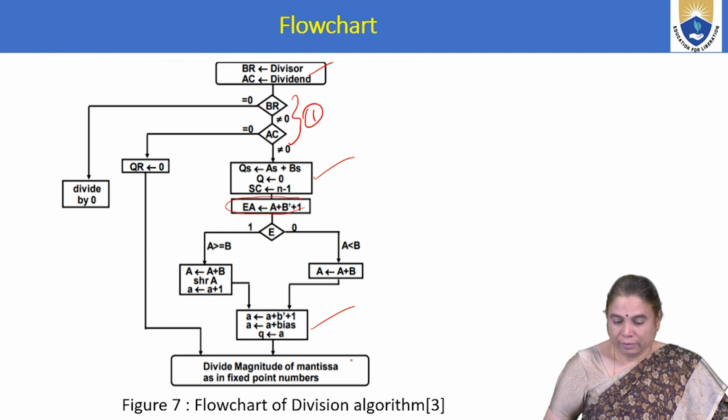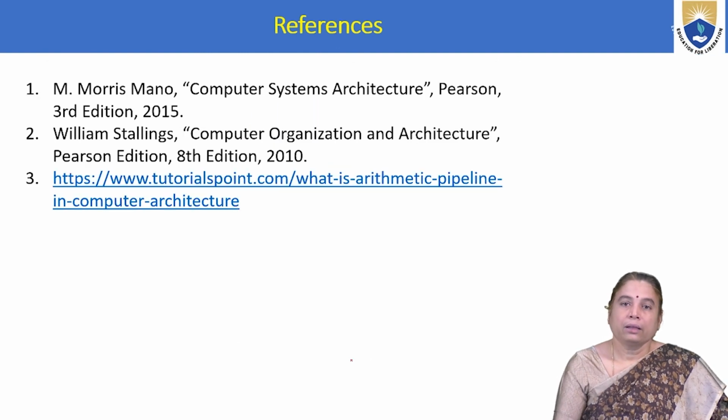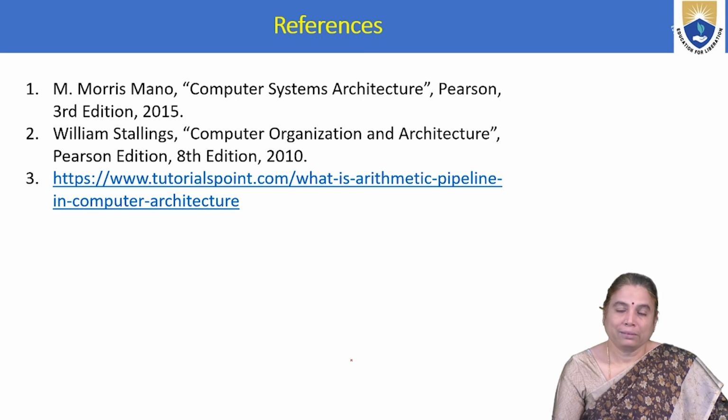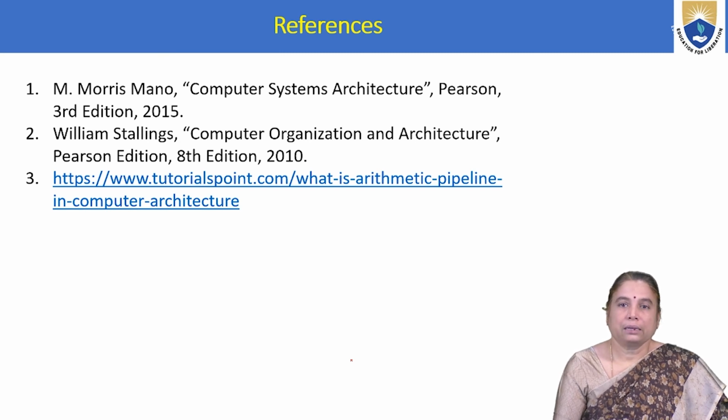So in this video, I discussed what floating point numbers are, how they differ from fixed point numbers, what the standard notation used to represent the floating point number is, and how various arithmetic operations on the floating point numbers can be performed with various algorithms. And the references used in this video are Computer Systems Architecture, a textbook by Maurice Mano, Computer Organization and Architecture, a textbook by William Stallings, and the third one is a web reference.